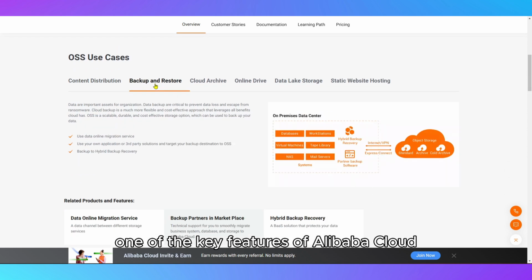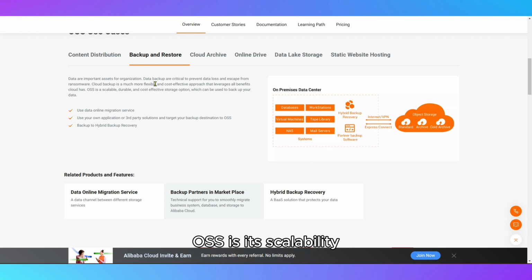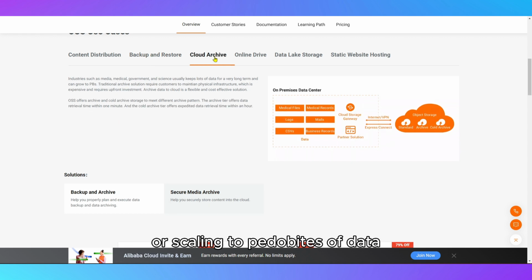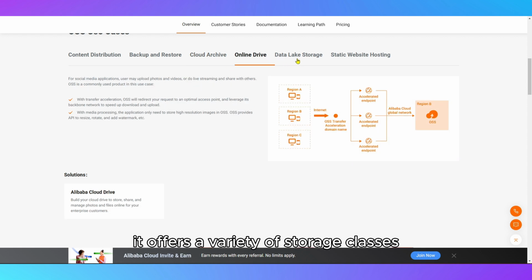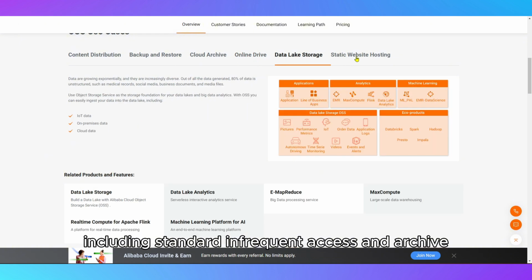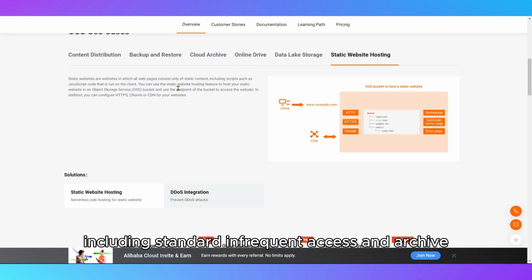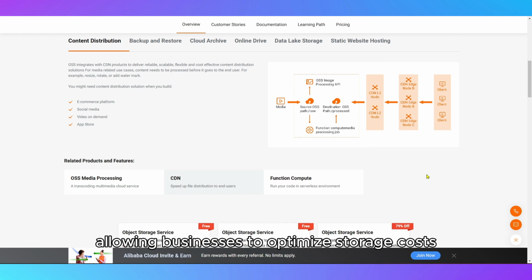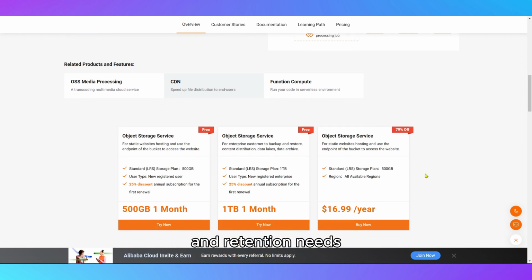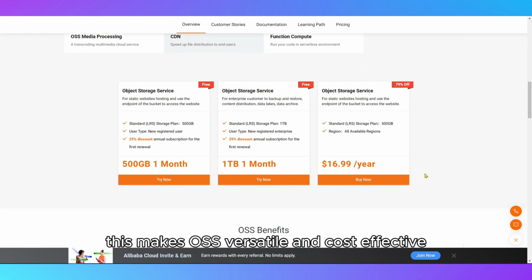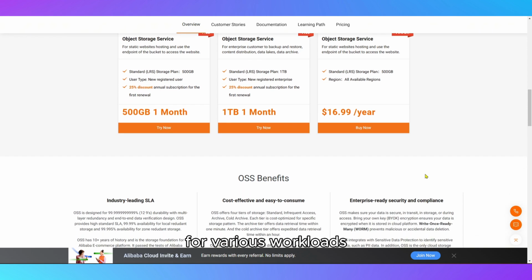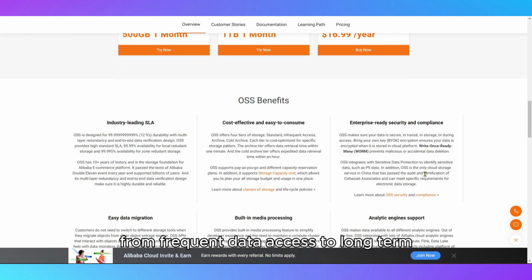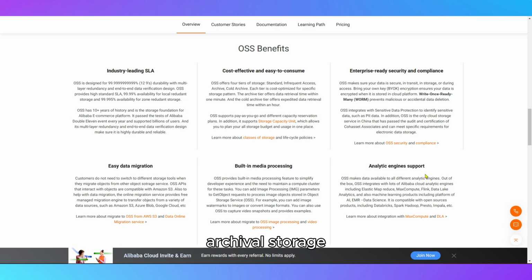One of the key features of Alibaba Cloud OSS is its scalability. Whether you're storing a few terabytes or scaling to petabytes of data, OSS can handle the load seamlessly. It offers a variety of storage classes, including standard, infrequent access, and archive, allowing businesses to optimize storage costs based on access patterns and retention needs. This makes OSS versatile and cost-effective for various workloads, from frequent data access to long-term archival storage.